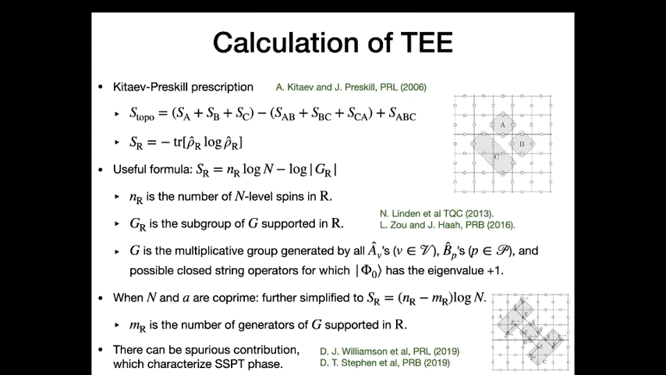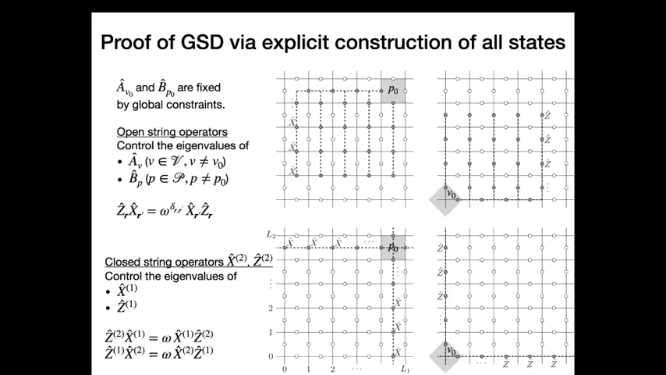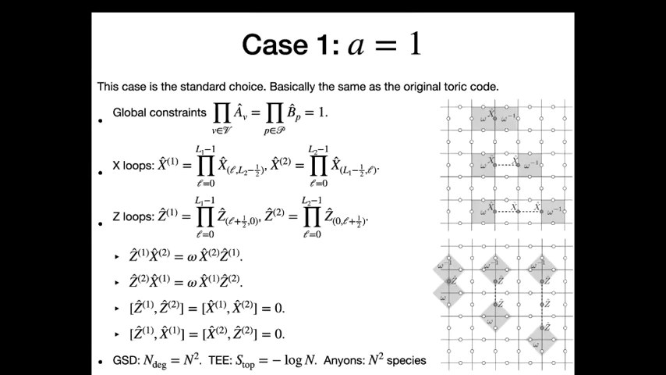So for this region A, I have one bracket. So M_R is 1. That way, the calculation of entanglement entropy is very, very simple for this class of Hamiltonian. And from that I obtain this minus log n result.